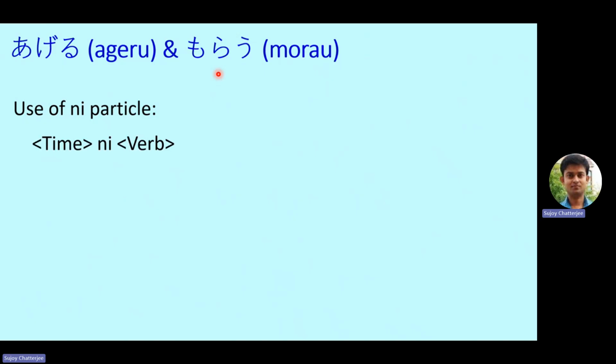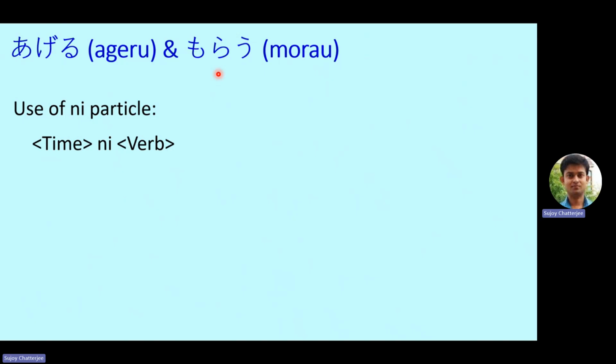Time ni verb. This was the first one that we had discussed. For example, watashi wa rokuji ni okimasu. Watashi wa mainichi rokuji ni okimasu. That means every day I wake up at 6 a.m.